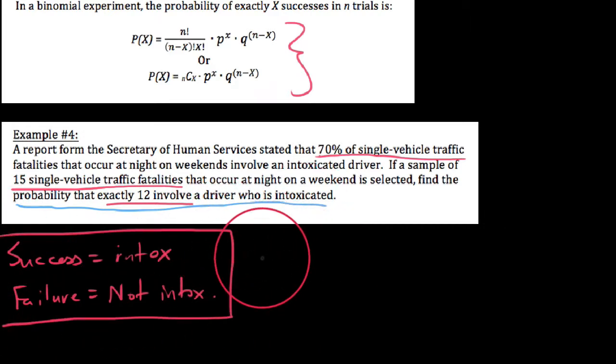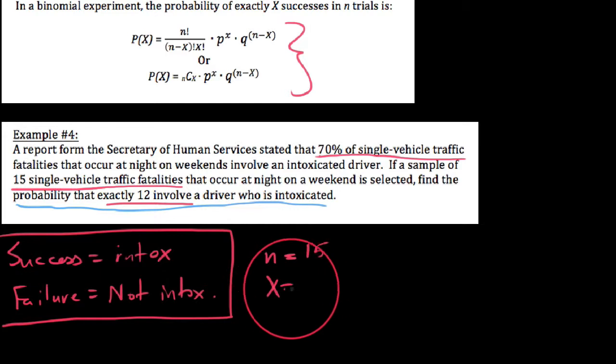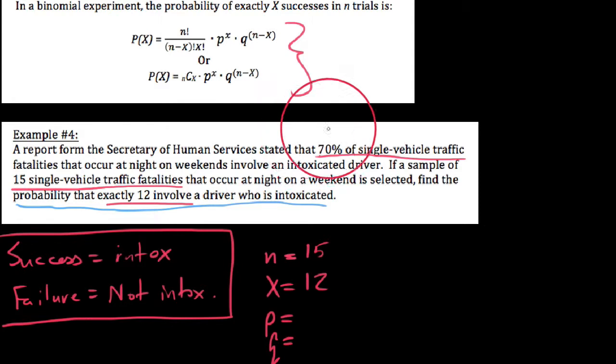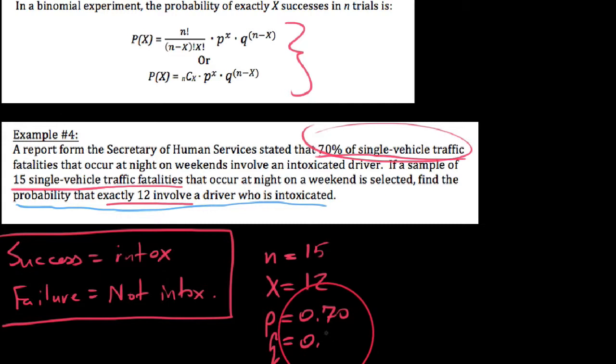Let's write down what we need to know before we plug it into the formula. Starting with our sample size, or the number of trials: we had 15 single vehicle traffic fatalities that occurred at night on a weekend, so n is 15. We want the probability that exactly 12 involve an intoxicated person, so X, the number of successes, is 12. The probability of success is 0.70, and it was given to us. So the probability of failure would be the other 30%, or 1 minus P, where P is the probability of success.